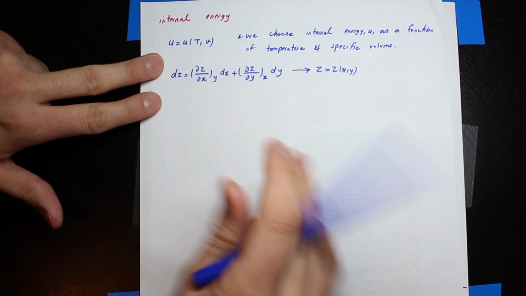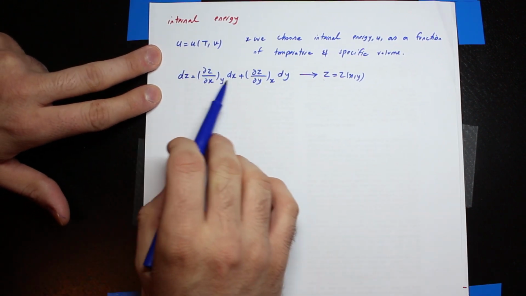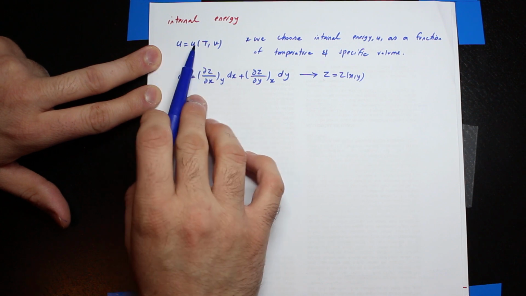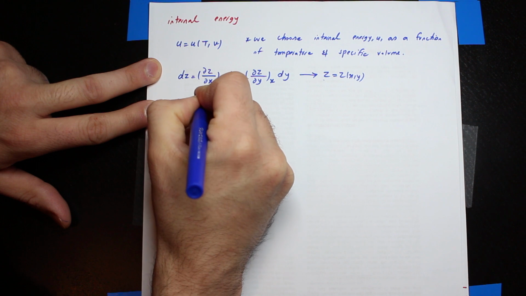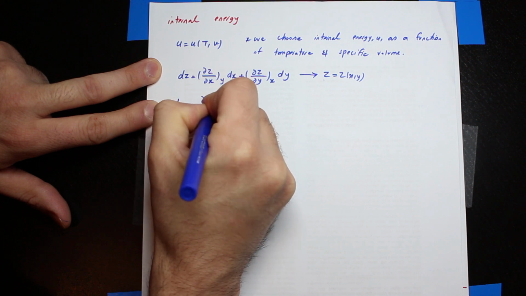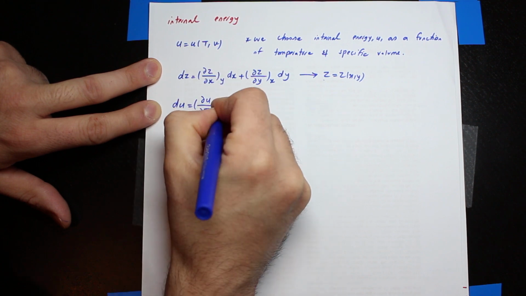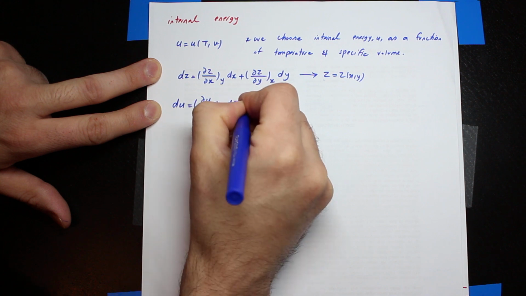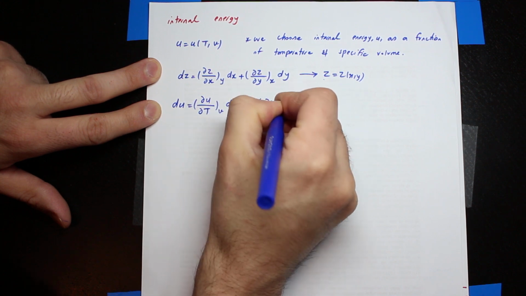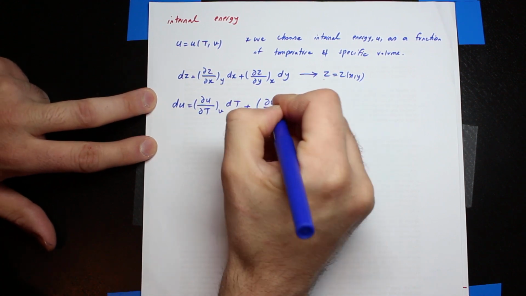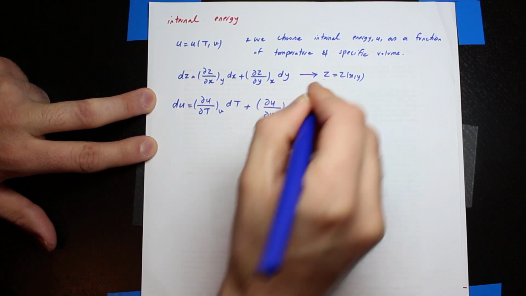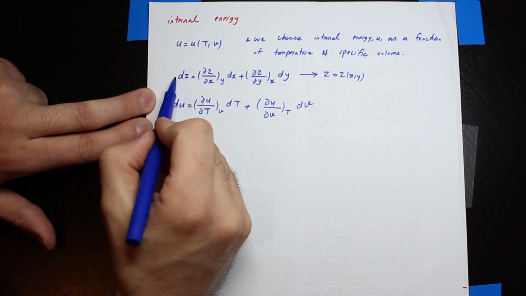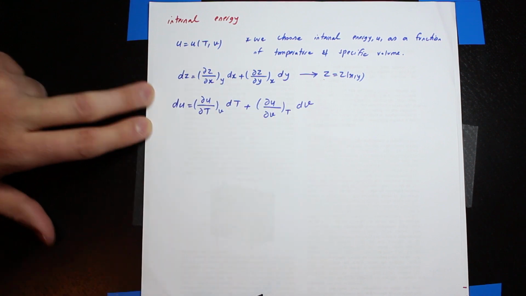So that means I can apply the same total derivative to function U. Basically, dU is equal to partial U partial T when the specific volume is constant multiplied by dT, plus partial U partial v when temperature is constant, dv. All I did was apply this concept to this correlation.